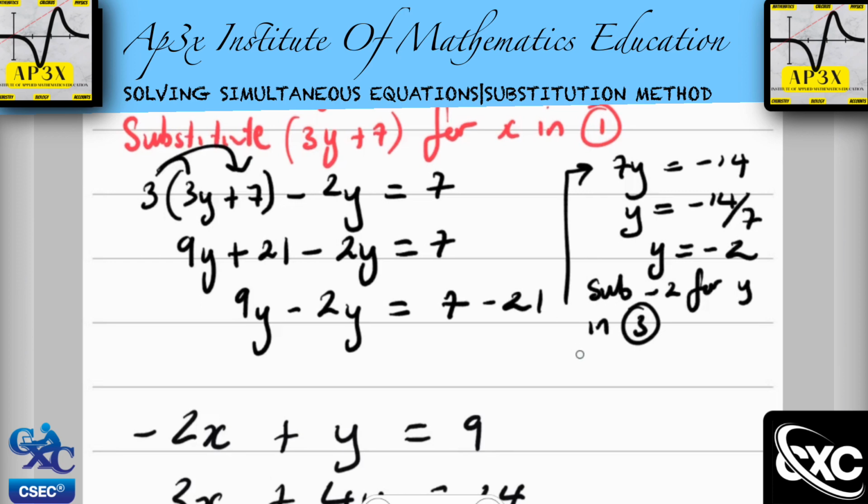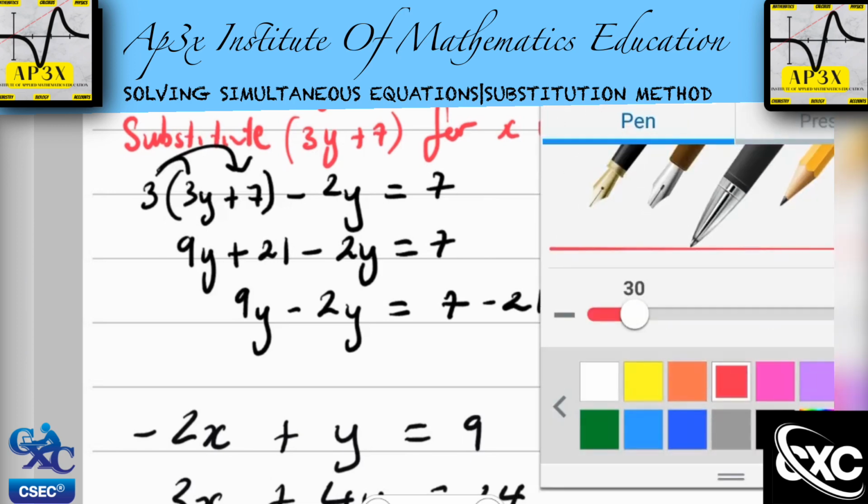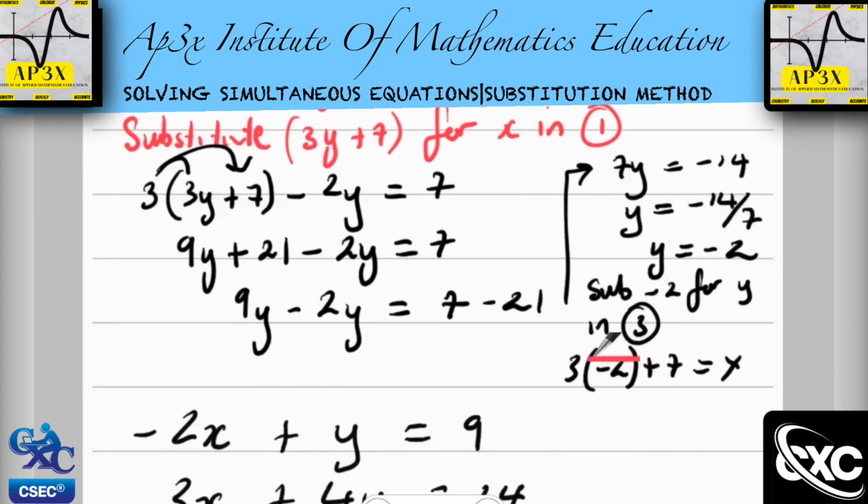So here we have 3 open bracket negative 2 close bracket plus 7, and that will give me the value of x. Easily then I wrap this up and say 3 times negative 2, that is negative 6, plus 7, that is equal to x. So it so happens that 1 is equal to x. That's my final result: y is negative 2 and x is equal to 1.